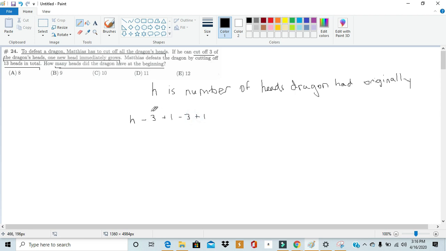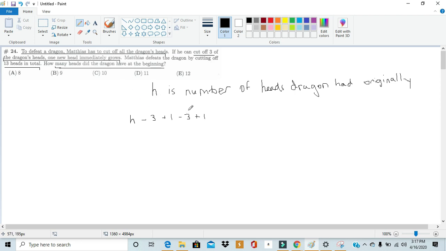And we see that we can track how many heads Matthias has cut off from this dragon by looking at whatever minus there is. So in this case, we have -3 and -3. So at this point in the story, he's only cut off 6 of the heads. He cuts off 13 in total, so we keep on doing this until we get to -13 total.